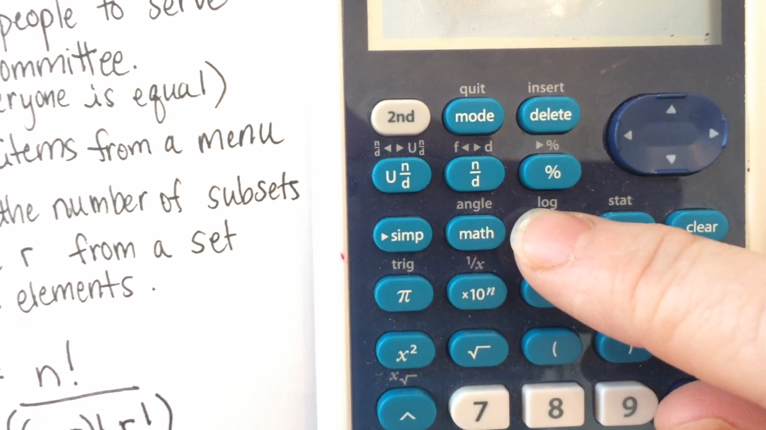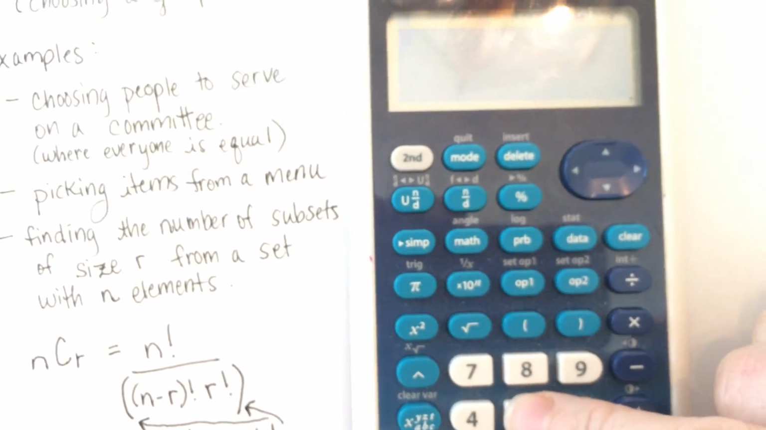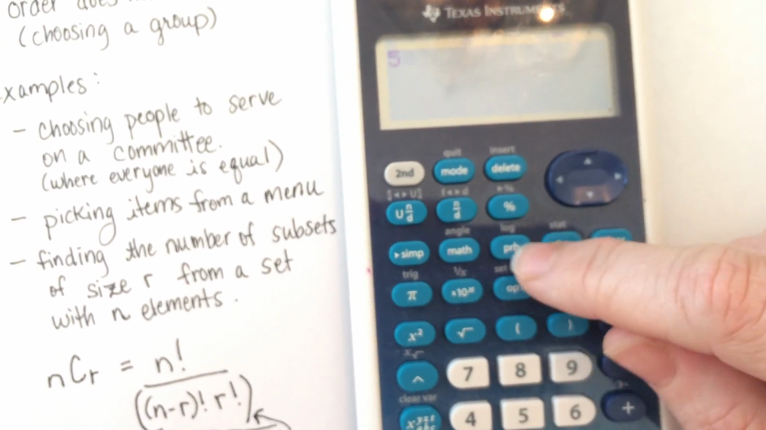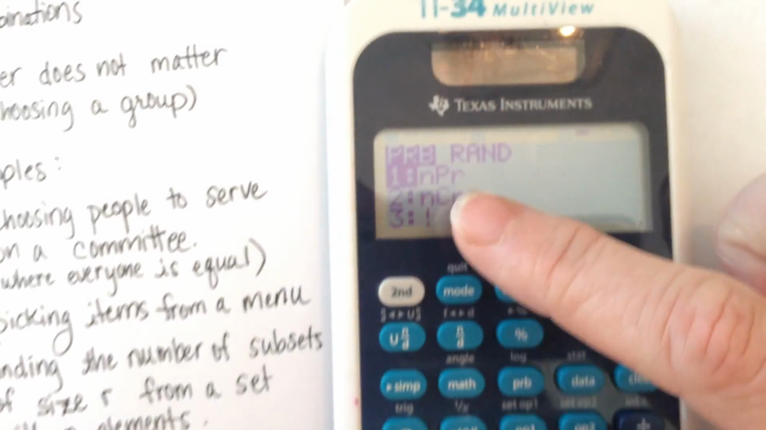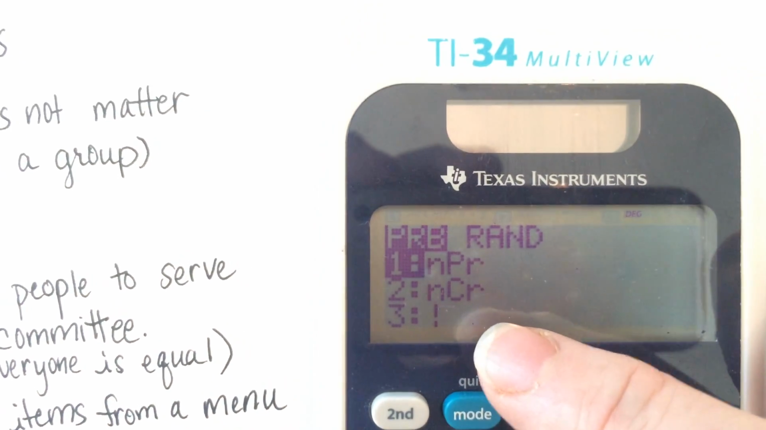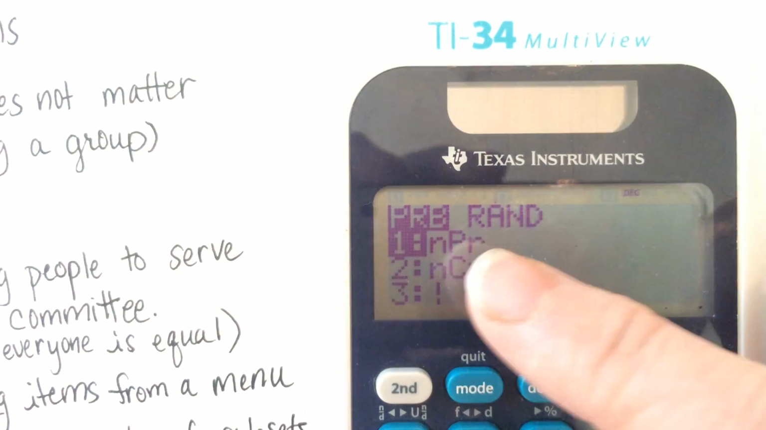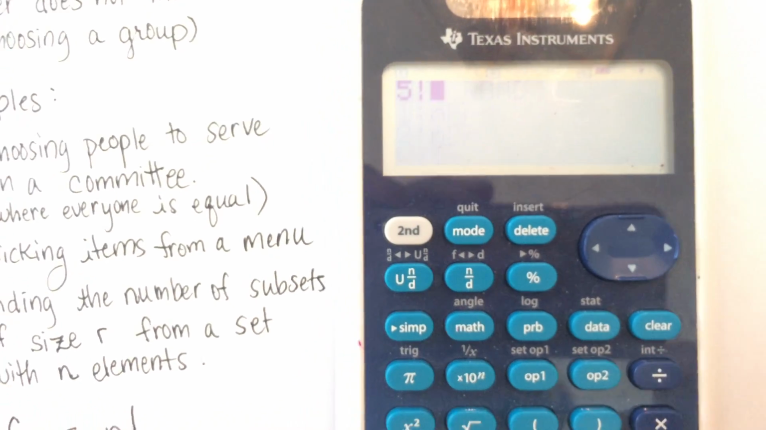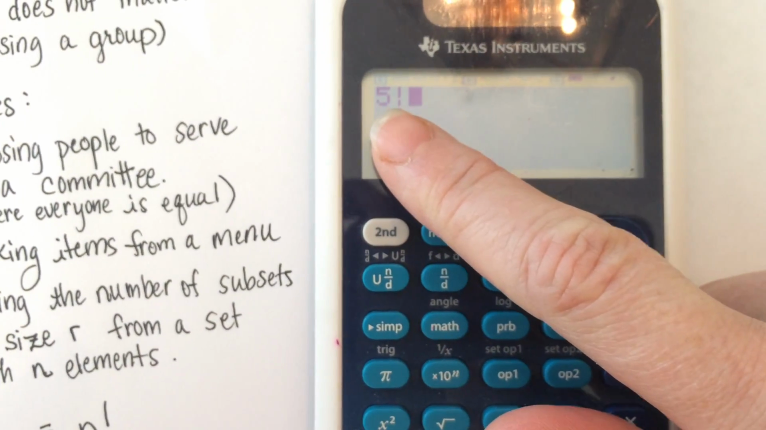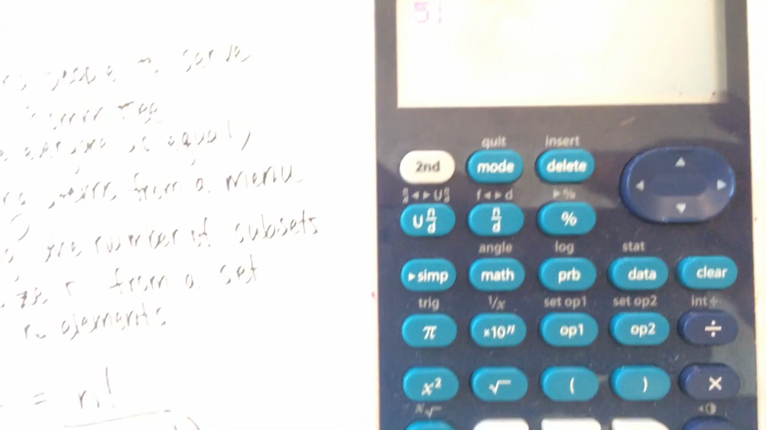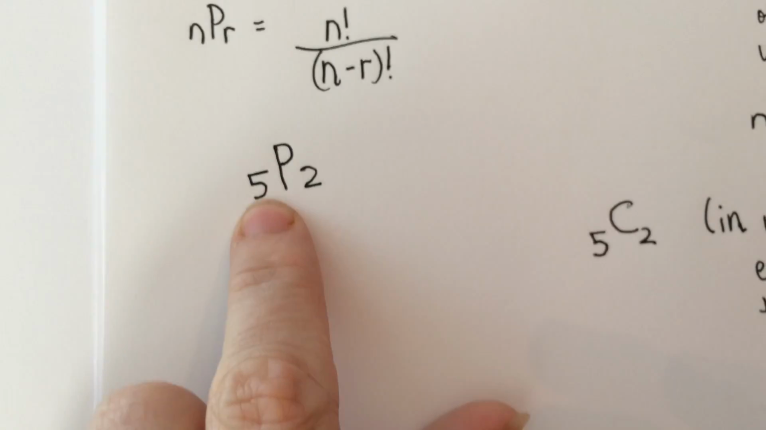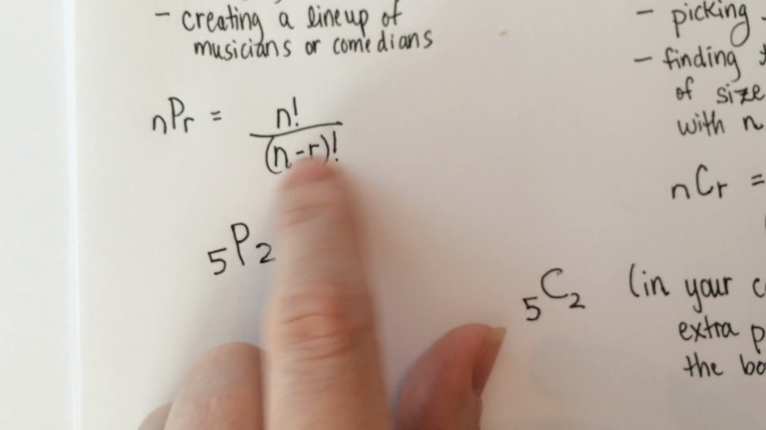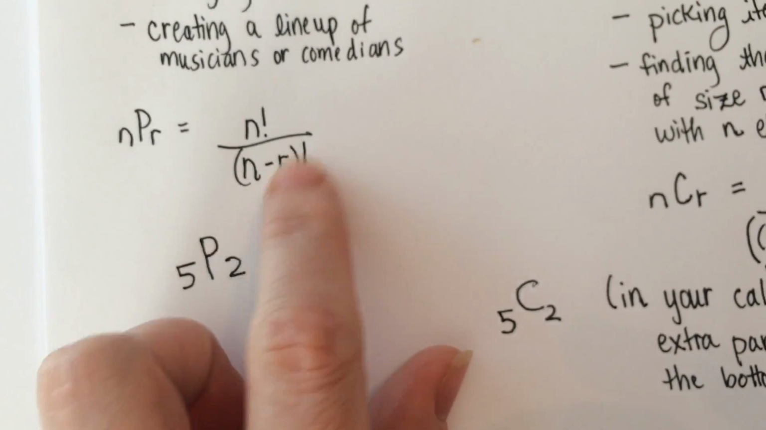And so if I want to get to the exclamation point, first I would have to hit my 5 if I'm going to do 5 factorial. So I would hit my 5, I would hit my PRB button, and then you see this menu come up. And in the menu, my third option, I can either arrow down to it and then hit enter, and now I have 5 factorial. And so if I wanted to do 5P2, that means I would do 5 factorial on top divided by (5 minus 2) factorial.